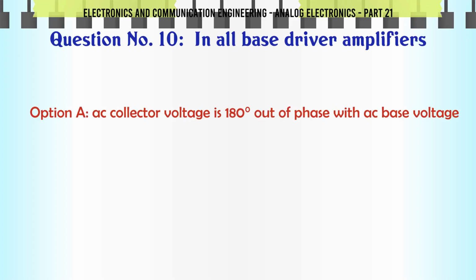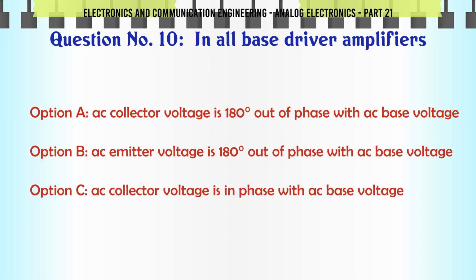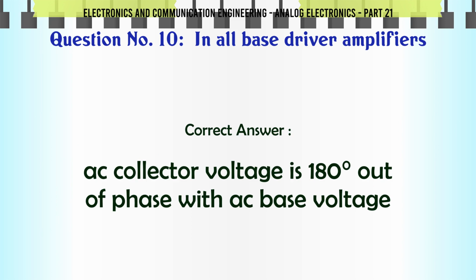In all base driver amplifiers, A. AC collector voltage is 180 out of phase with AC base voltage. B. AC emitter voltage is 180 out of phase with AC base voltage. C. AC collector voltage is in phase with AC base voltage. D. None of the above. The correct answer is AC collector voltage is 180 out of phase with AC base voltage.